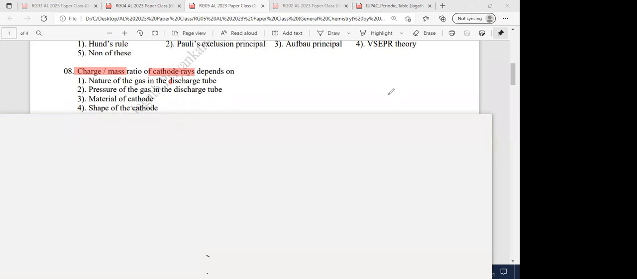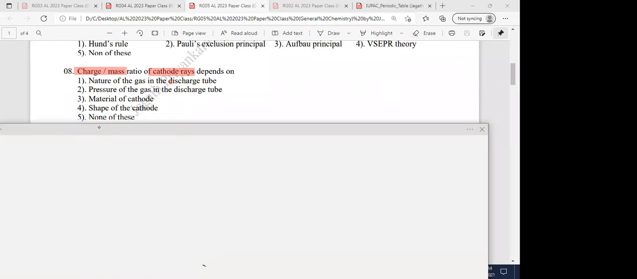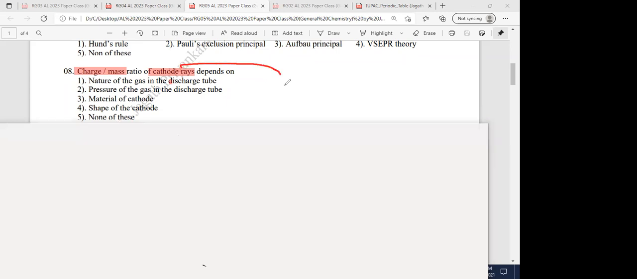The options are: nature of the gas inside the tube, pressure of the gas inside the discharge tube, material of the cathode, shape of the cathode. There's one more answer. The 5th one, the answer is none of these. You can guess the answer. Actually, cathode rays means electrons. Cathode rays consist of electrons. Electron has a charge and a mass, right? So it depends on what?